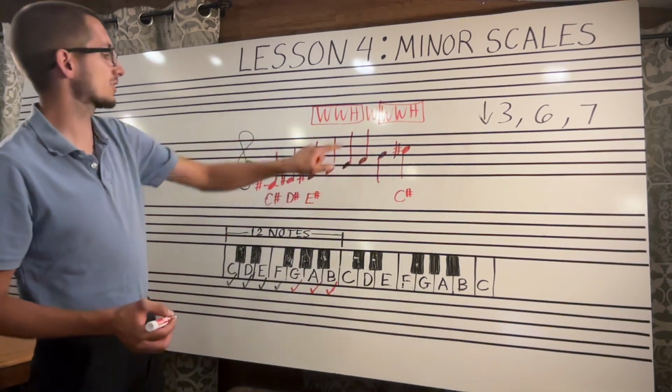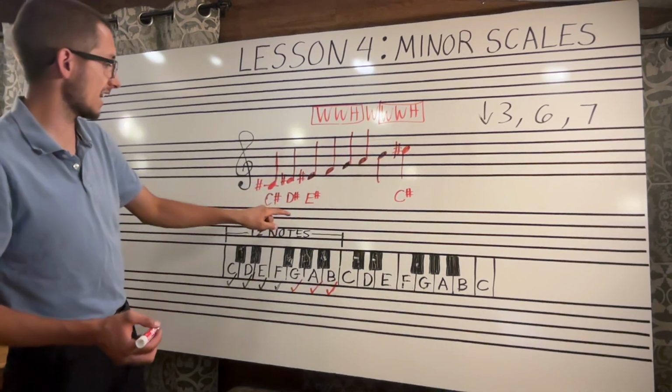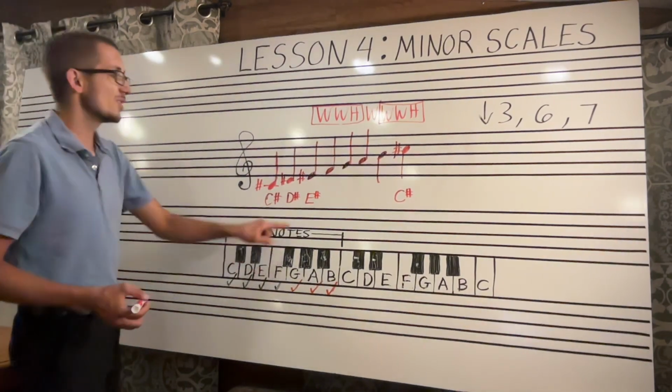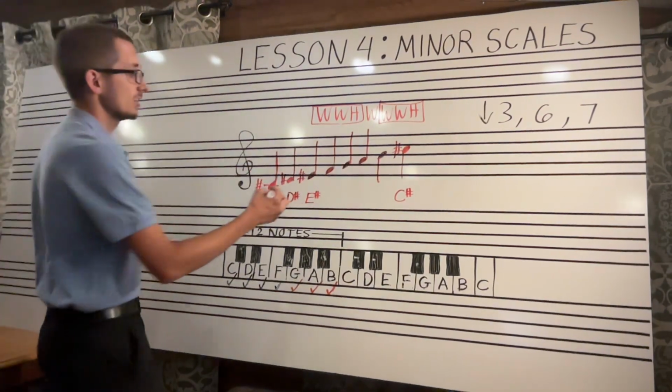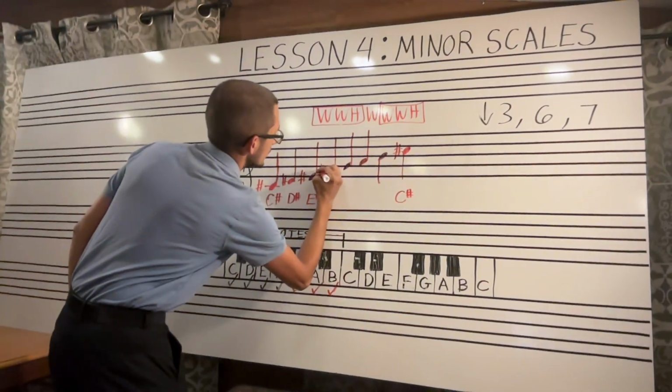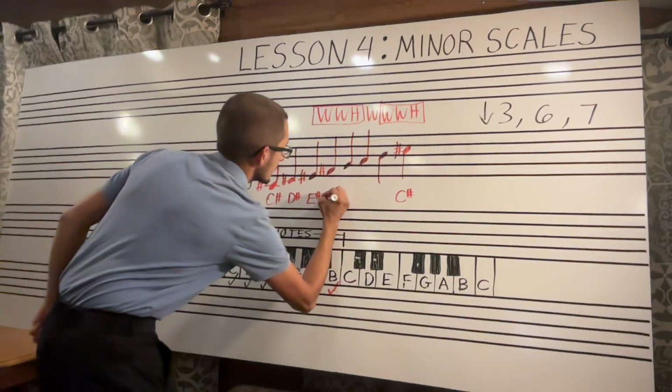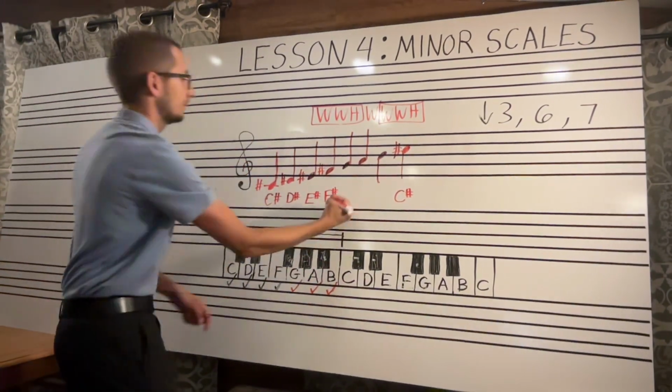Now we need a half step. E sharp to F. Is that a half step? E sharp, F. Nope, that's in fact the same note. So we need to apply a sharp sign to the F to increase that to a half step. So our next note is F sharp.